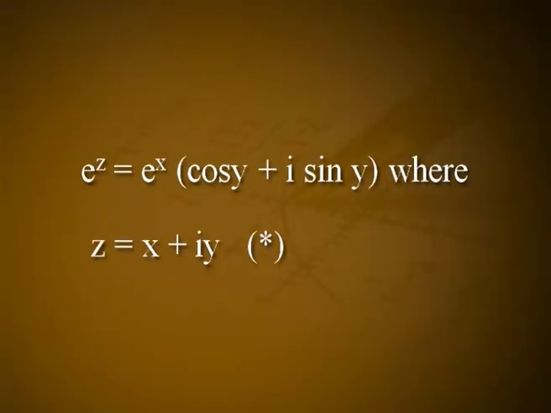For convenience, we use the notation exp(z) instead of e raised to z. The exponential function of complex analysis is thus defined for all z by means of the equation e^z = e^x (cos y + i sin y), where z = x + iy. Let us consider this as equation star.